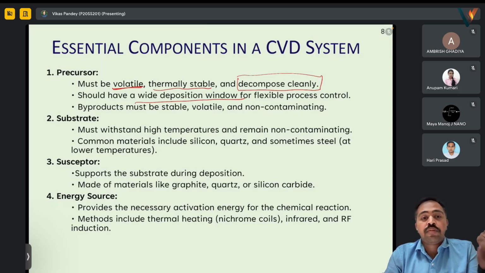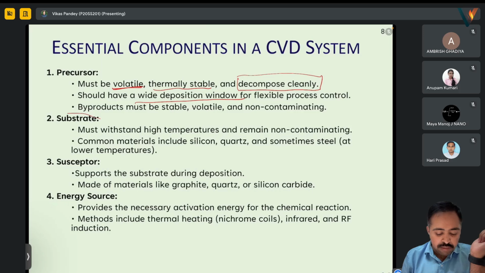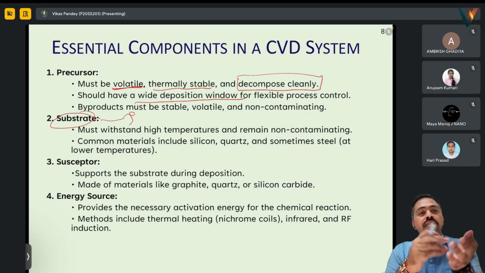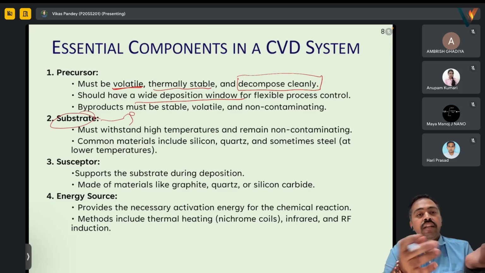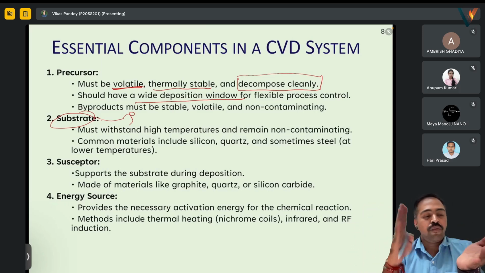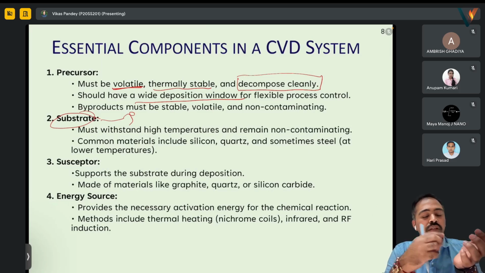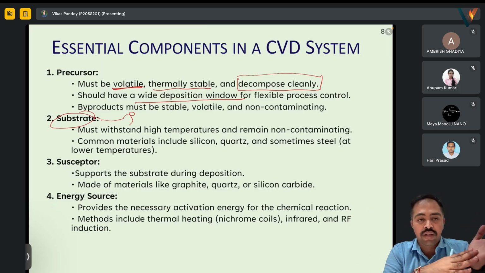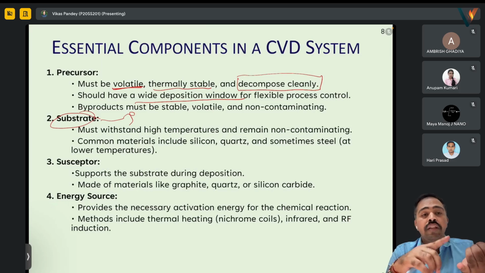Second is the substrate. We are commonly talking about silicon. It must withstand high temperature and remain non-contaminating. That means the substrate itself should not create some reaction, like disintegrating into some different material, where whatever we wanted to deposit got deposited, but the substrate itself created some third material that we don't want. So that should not happen.